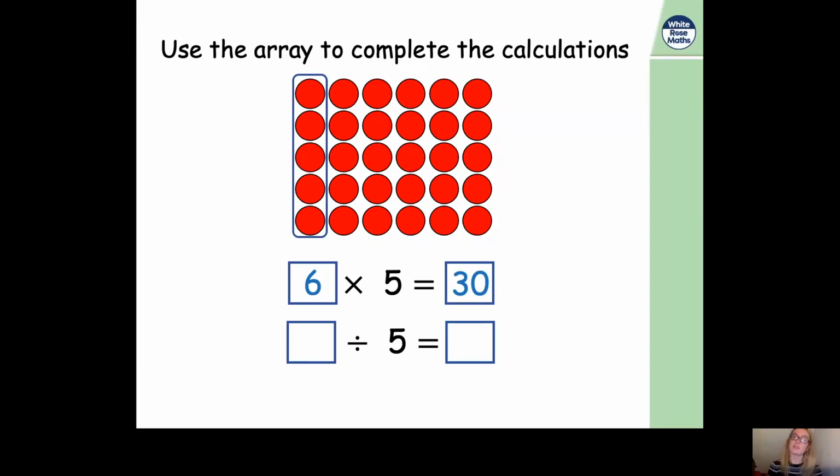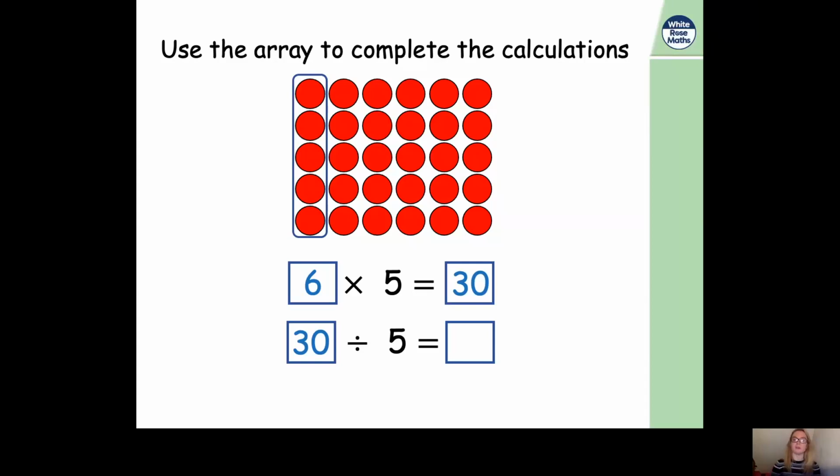Now we can use the same array to create a division number sentence. Now remember, with a division number sentence, we always start with the whole. So how many counters are there altogether in this array? Well, we worked that out when we did our multiplication. So there are 30 counters altogether, and they're being divided by 5, okay? So let's think. How many rows have we got? Yes, that's right, we've got 5 rows.